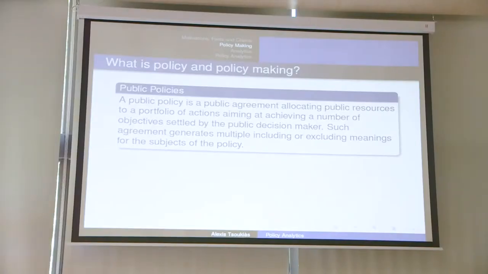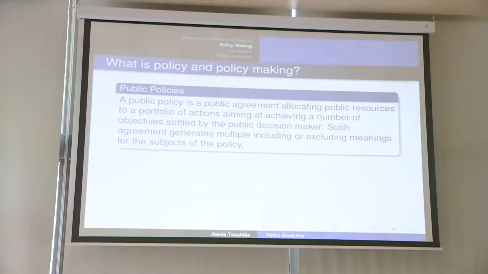I will use a definition which comes from my domain. I am an operational researcher, I am a decision theorist. So for me, a policy is an agreement which allocates resources to objectives. Now, what is important to notice is that this agreement which allocates resources generates inclusion and exclusion, because it gives rights to some part of the population and denies rights to other part of the population. So automatically it generates inclusion and exclusion.